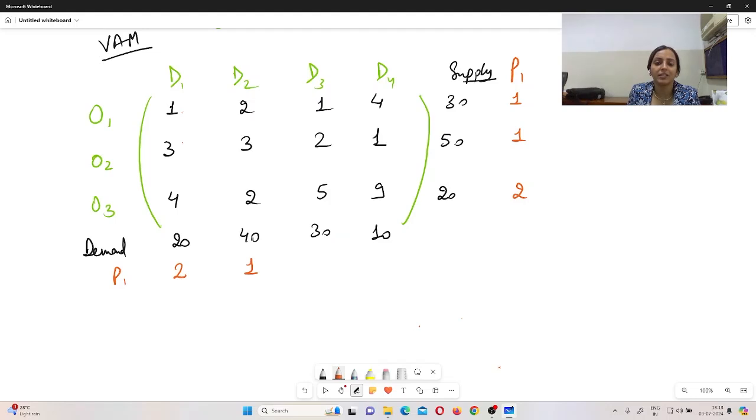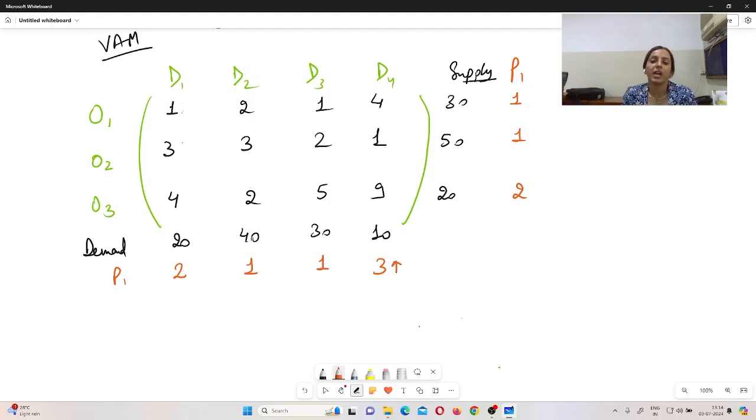Coming to the next, the difference between the two least values: 1 and 2 will be 1, and 4 and 1 will be 3. Now we have to select the highest from all these penalties. We are finding the highest among all these penalties, and it is in this one, that is column number D4.